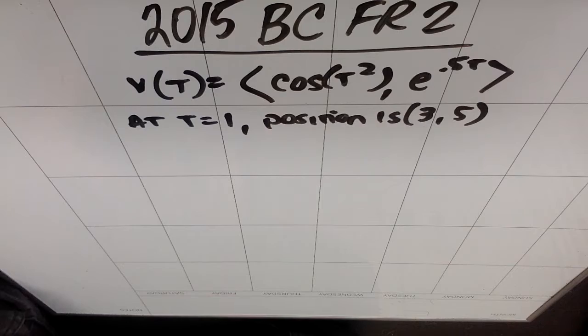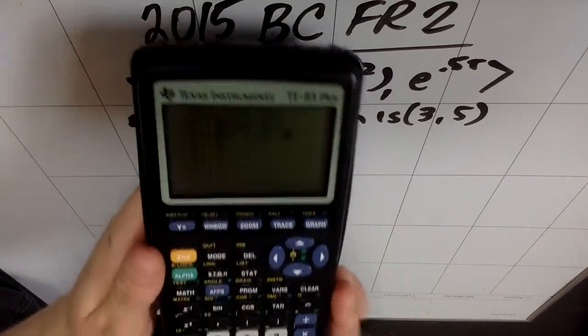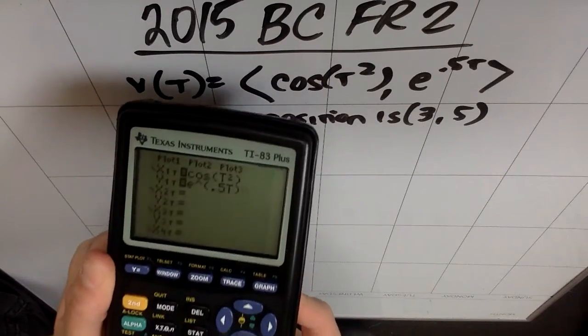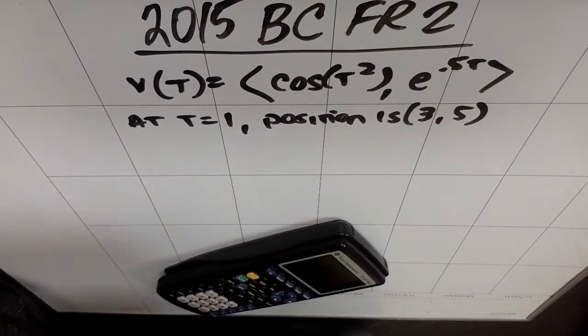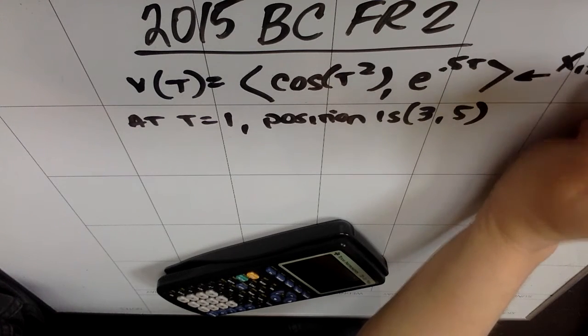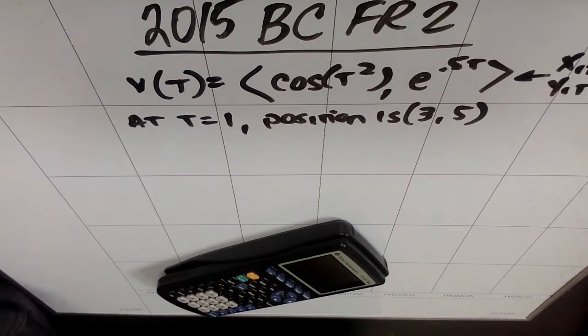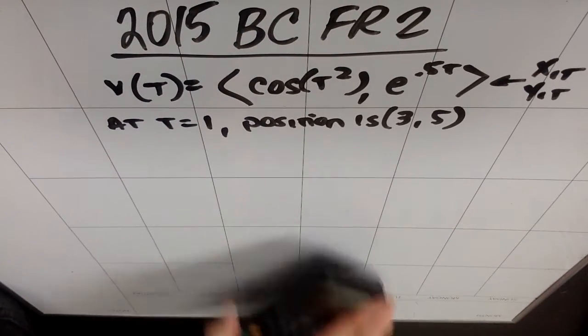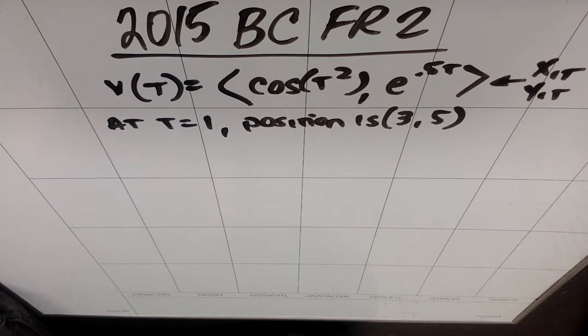Cool. All right. So the first thing I did is I went into parametric mode and I put in my velocity as my x1t, y1t. So I'm going to make a note to myself, this is x1t, y1t. It's the velocity, not the position. You don't have to do that, but I think some of these problems do confusing things, like they give you velocity in one direction but position for the other. So it's worth noting what you put in as what.